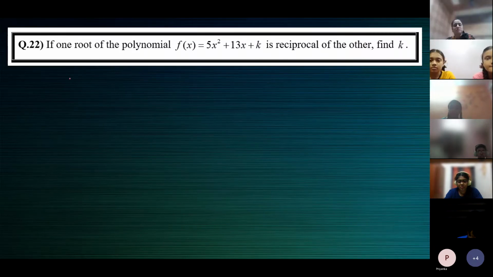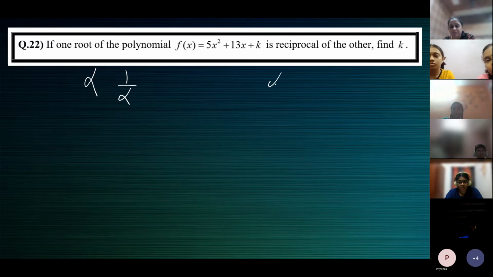So we've been seeing cubic polynomials all the while. This is a quadratic polynomial. You can see here 5x squared. Its zeros are alpha and beta. And it's given that one zero is the reciprocal of the other. So if one zero is alpha, the other zero is 1 by alpha.